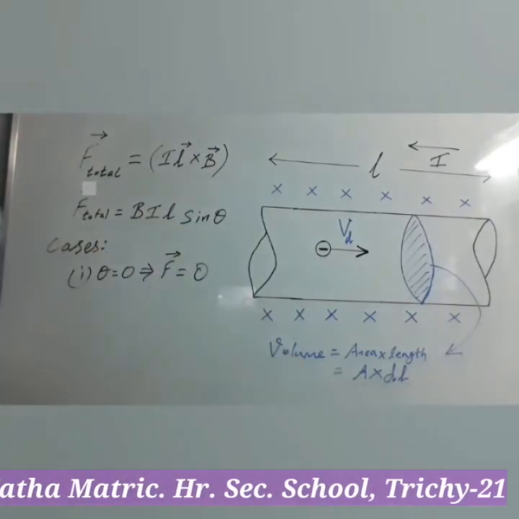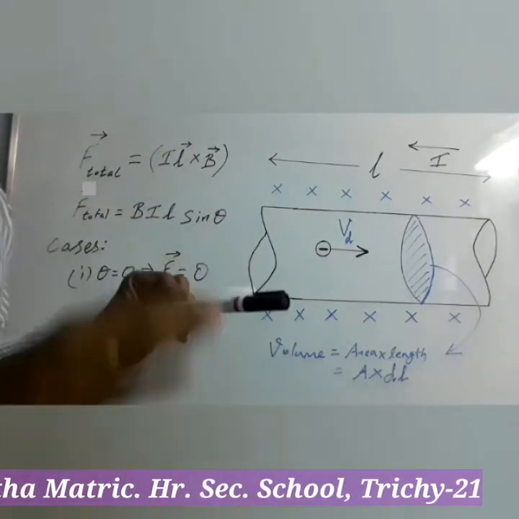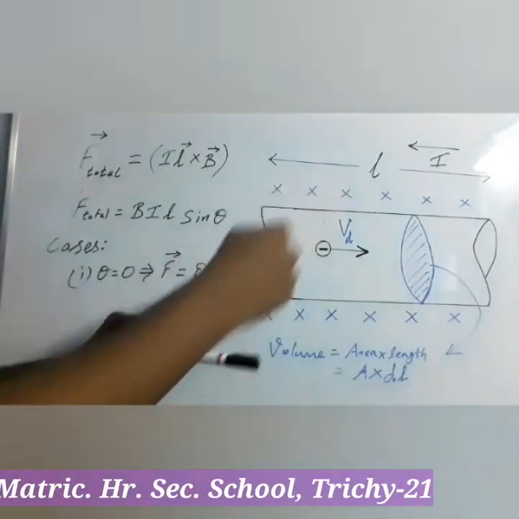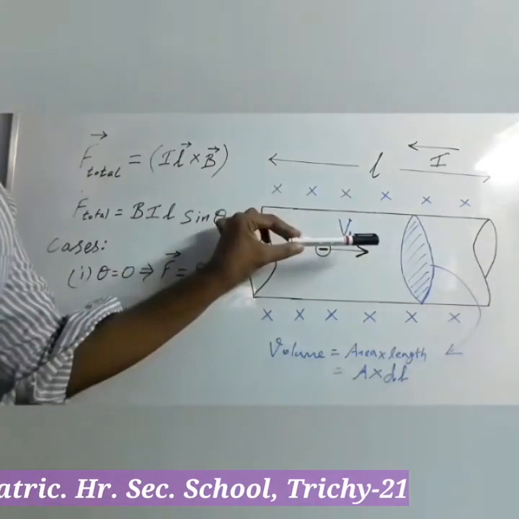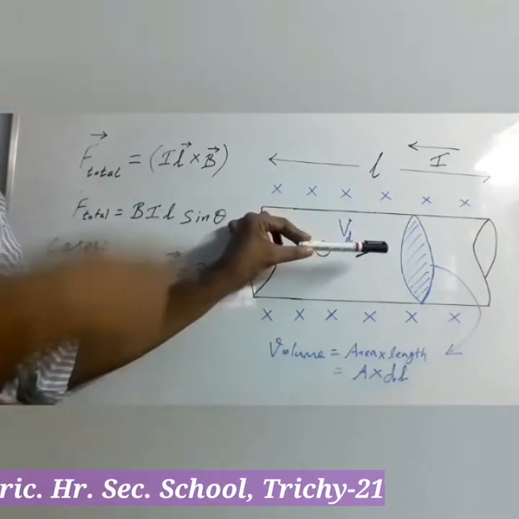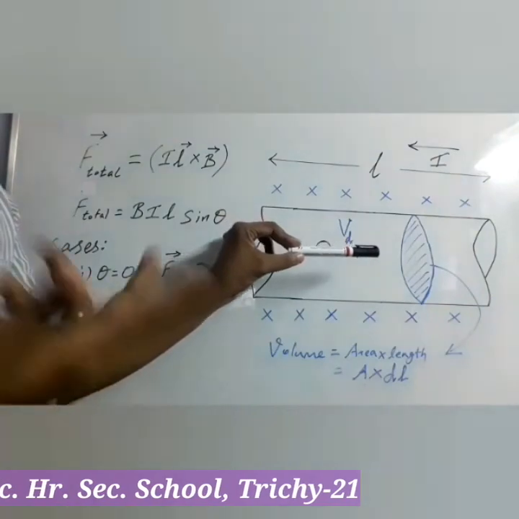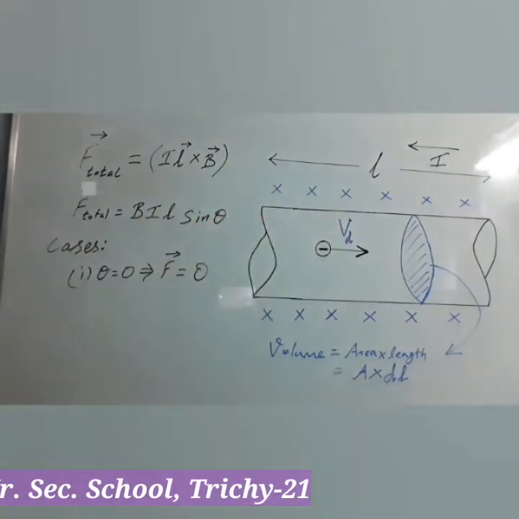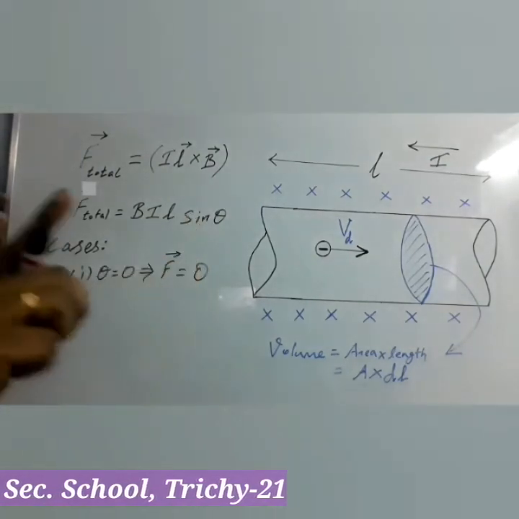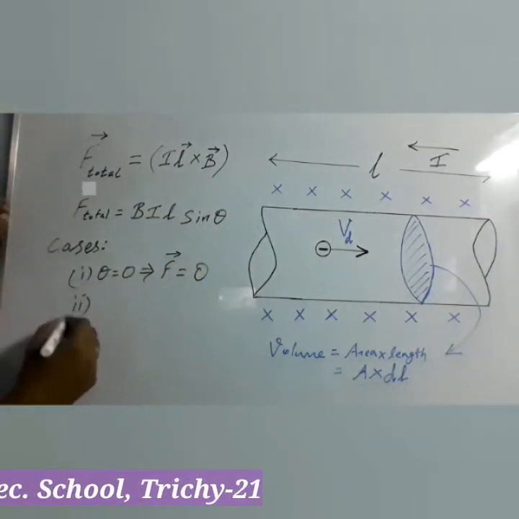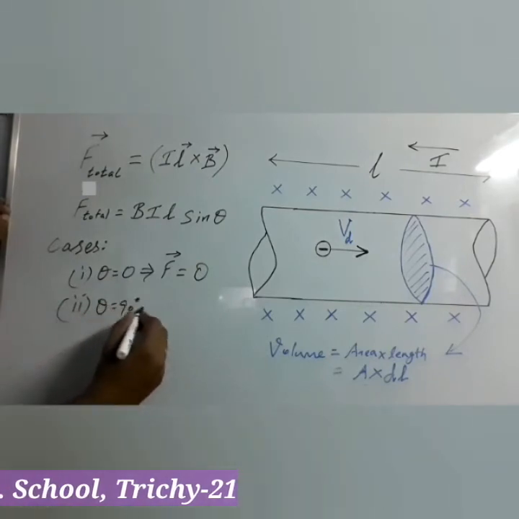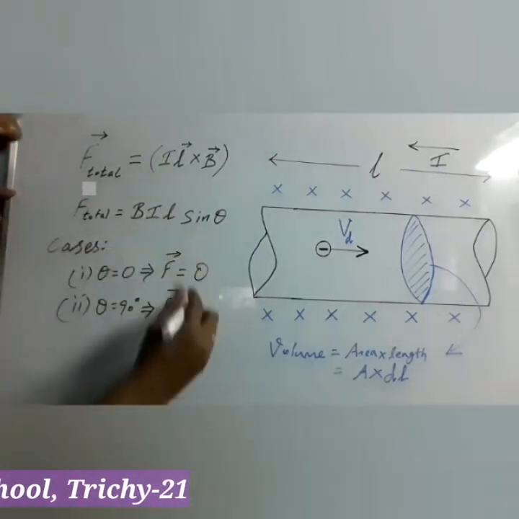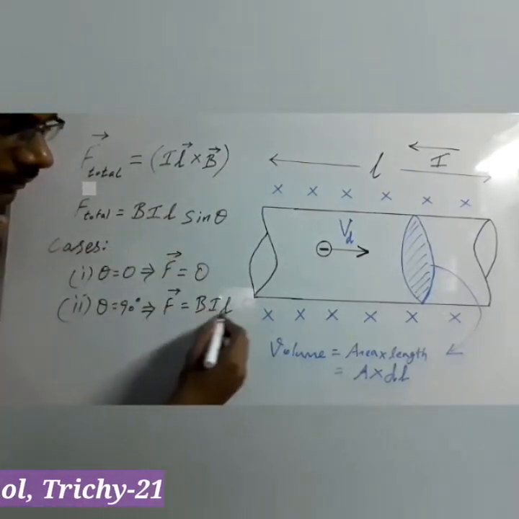Let us take the second case. In this case, the current carrying conductor is placed perpendicular to the magnetic field. We have told already the magnetic field acts inwards. Like this, I am going to place the current carrying conductor. So what will be the angle? It is 90 degrees. So that 90 degrees can be substituted here. Sin 90 value is nothing but 1. So in the second case, theta is equal to 90 degrees. Then what about the value of the force? That is equal to the maximum value, remaining value BIL.